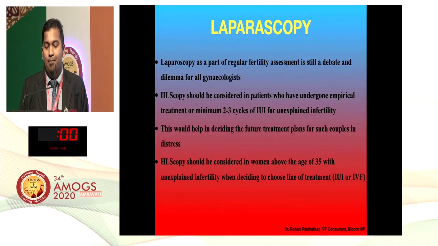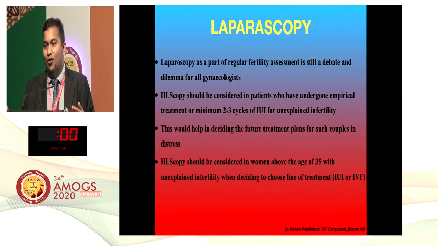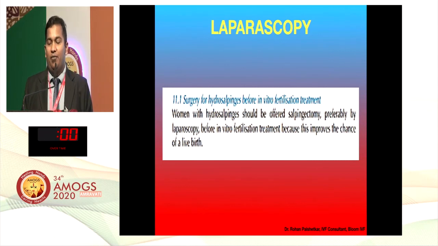A laparoscopy as a part of a regular fertility assessment is still a debate and dilemma for all gynecologists. It should be considered in patients who have undergone empirical treatment or 2 to 3 IUI cycles for unexplained infertility. This would actually help us decide the future treatment, because sometimes mild or minimal endometriosis may be missed, and this could help convert our treatment from a normal oral ovulation cycle to maybe a gonadotropin stimulated IUI cycle. And laparoscopy should be considered in women over the age of 35 with unexplained infertility when deciding the line of treatment. Women with hydrosalpinges should be offered salpingectomy, preferably by laparoscopy, because IVF treatment rates do improve, and the live birth rates will also improve if the salpingectomy is done.